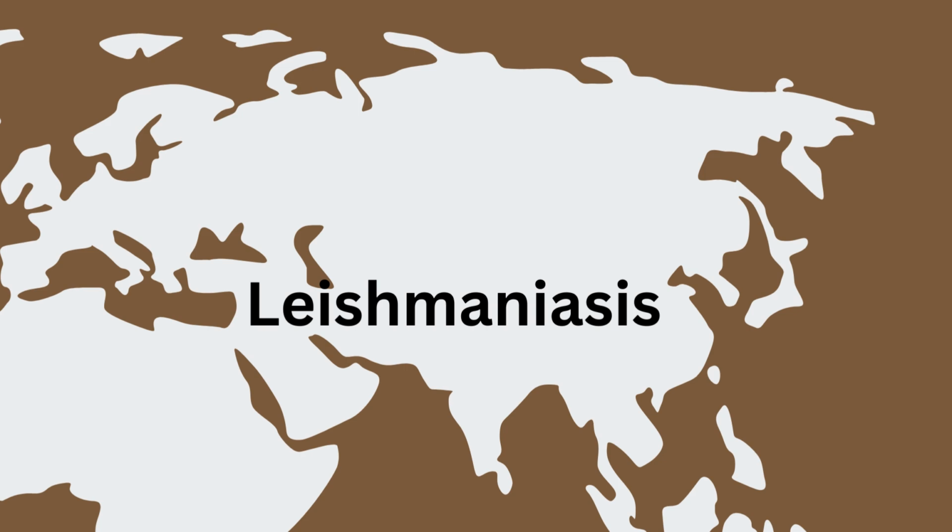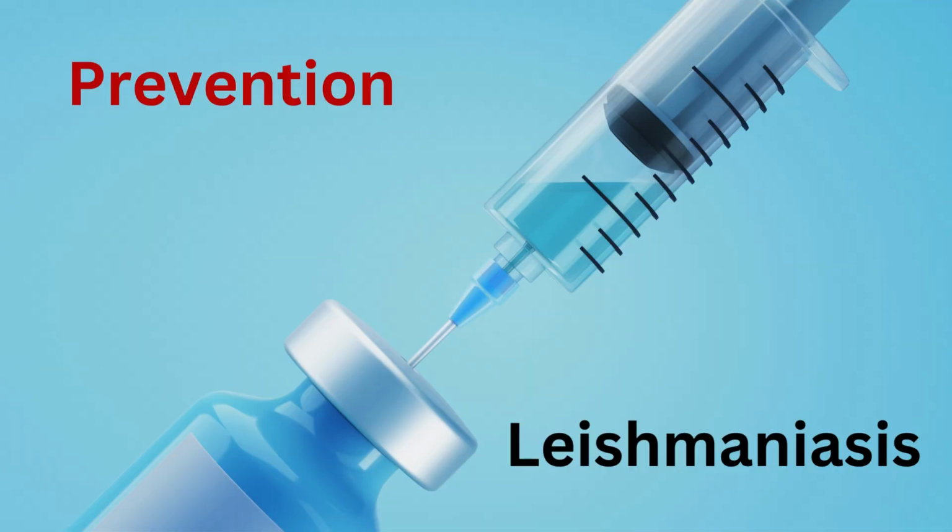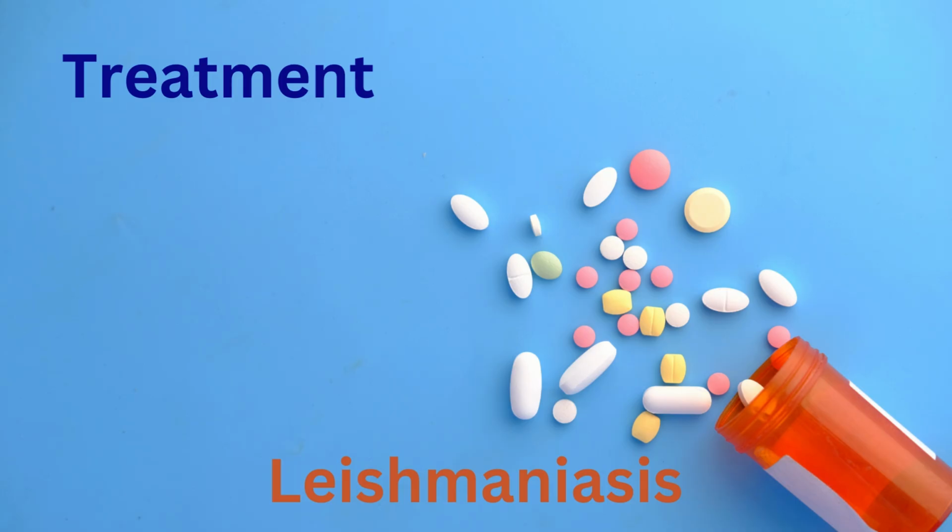Moving on to leishmaniasis. This disease is transmitted by sandflies and presents with skin ulcers in the cutaneous form and fever and organ swelling in the visceral form. Prevention involves vector control, protective clothing, and avoiding outdoor activities at night. Treatment includes antiparasitic drugs, tailored to the type and severity of the disease.